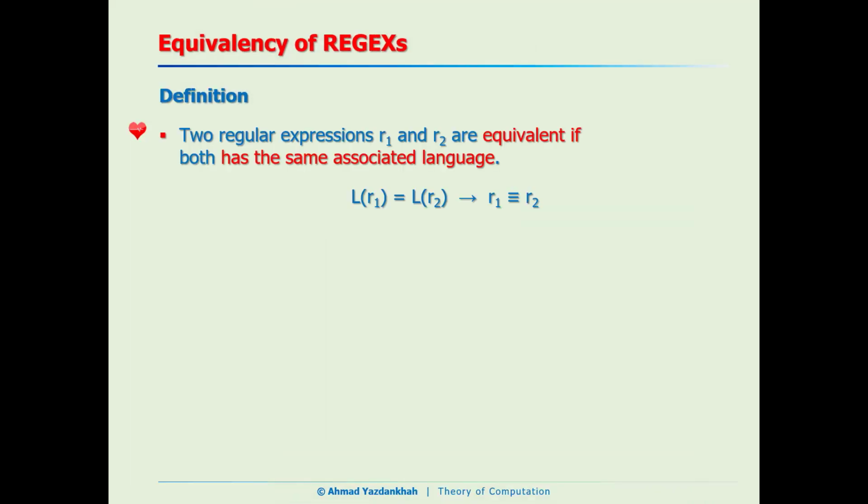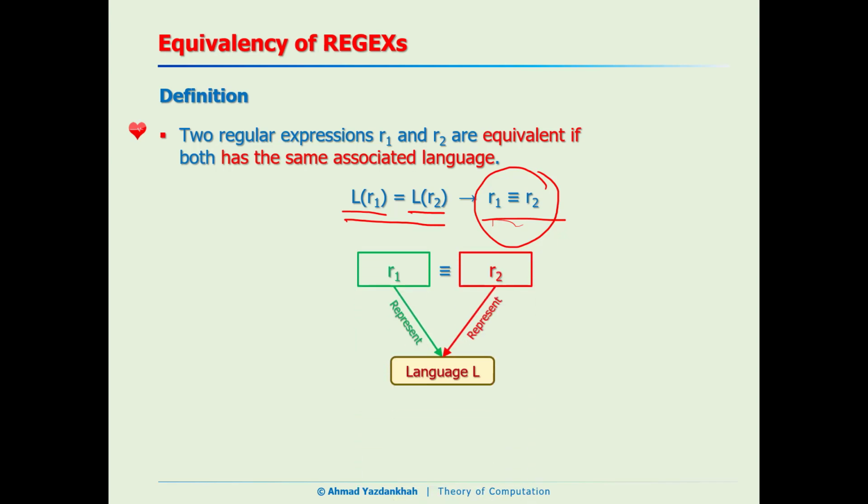Okay, our next definition is the equivalency of regexes. When can we say two regexes are equivalent? When both of them have the same associated language, something like this. So if L of R1 is equal to L of R2, then definitely these two regexes are the same. So we can visualize this concept with this. R1 and R2 are equivalent if both of them are representing the same associated language.